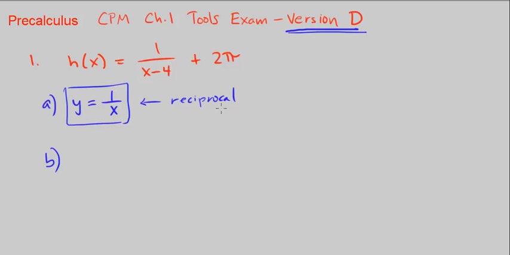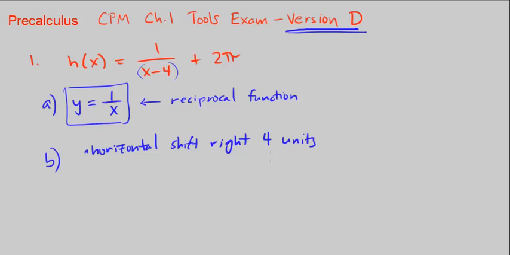Reciprocal function, right? It's just the 1 over x function. Okay, so then what are the transformations that took place? Well, over here, in our input, the input is going to be minus 4 to change this x to x minus 4. That minus 4 is going to be a horizontal shift right, okay, by exactly 4 units.